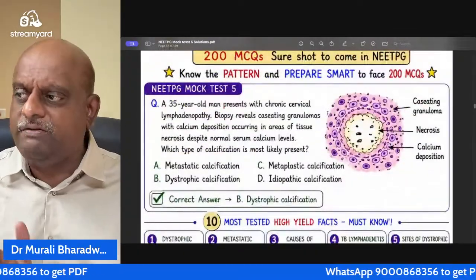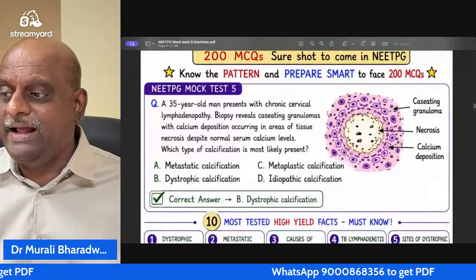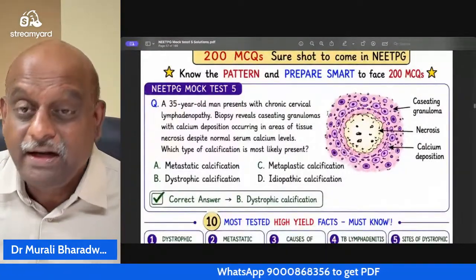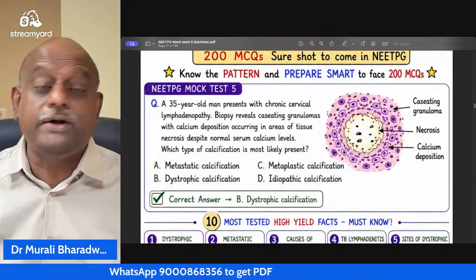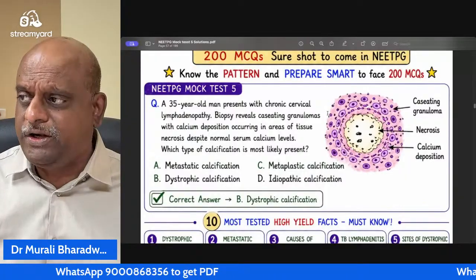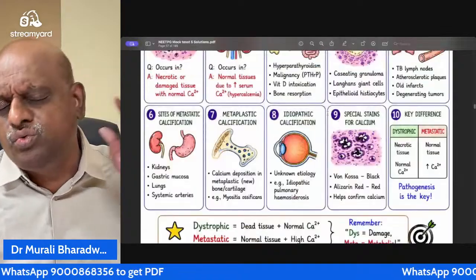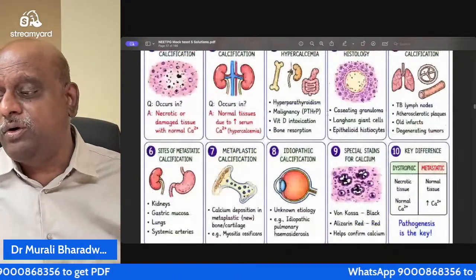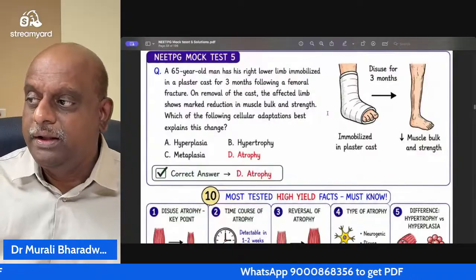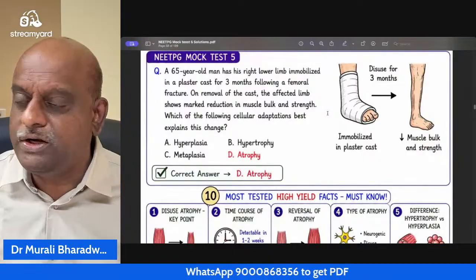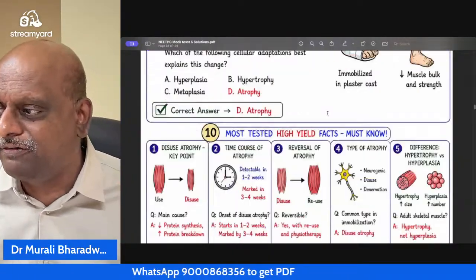A 35-year-old with chronic cervical lymphadenopathy with caseating granuloma. Normal serum calcium levels. What is the calcification called? It's called dystrophic calcification into degenerative tissues. You need to know everything about types of calcification. So the cellular adaptation which is being shown due to disuse is atrophy.